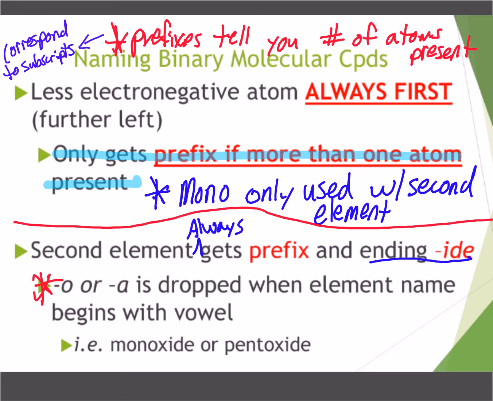All right, they correspond to your subscripts. So, when we're going from a formula to a name, we look at the subscripts to get your prefix. When you're going from a name to a formula, there's no crisscross method here with covalent. Crisscross is only for ionic compounds. Whatever the prefix is, that tells you your subscript right away. These tend to be much easier to name, guys, than ionic.